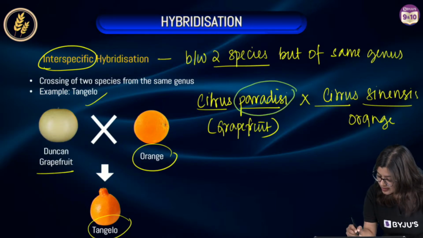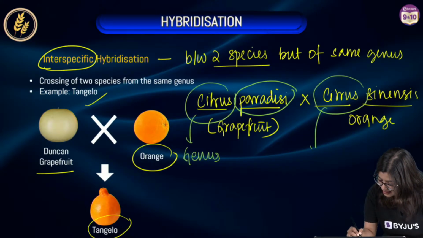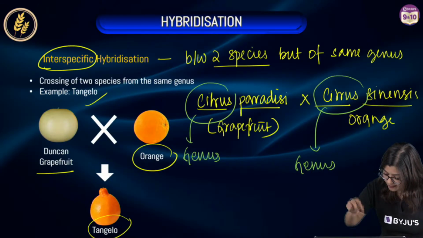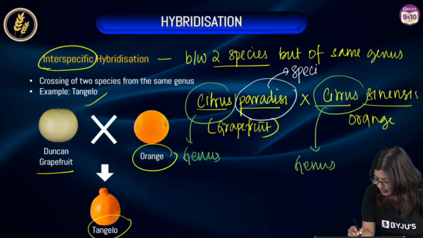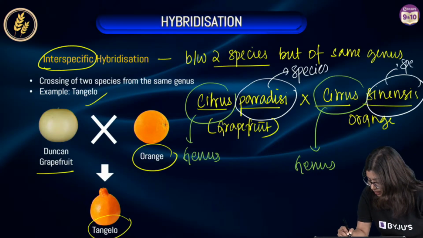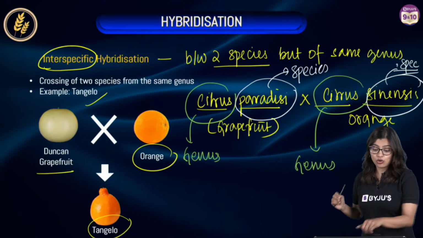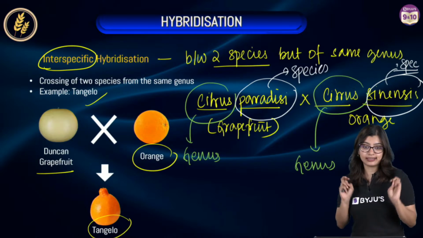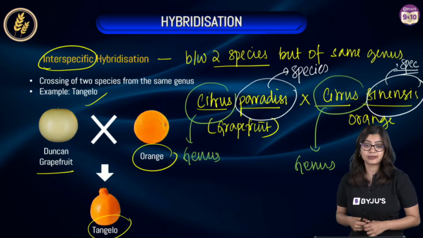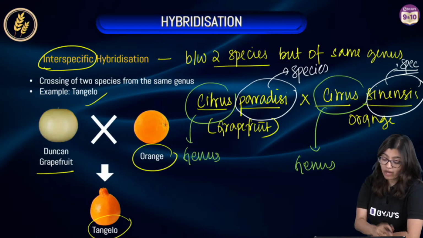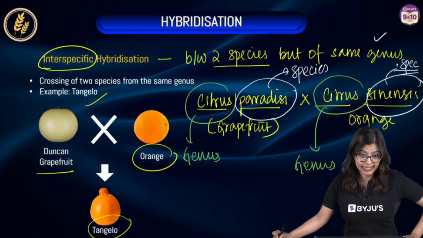See, can you see that this is the genus, and this right here is the species name. Now what can you understand from this? You can see that the genus looks the same. Both are Citrus. But in the species we see that there is a difference, which is why in this particular case we call it interspecific, because it is of two different species but of the same genus.